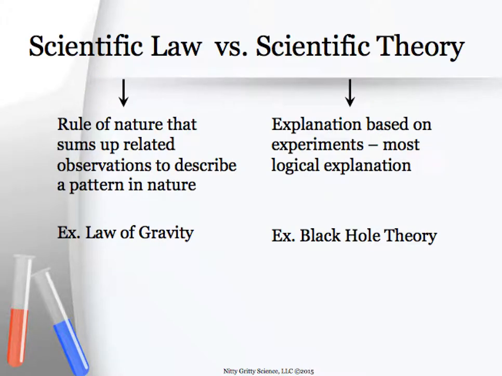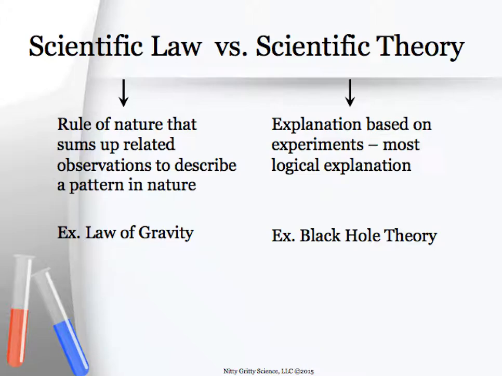And finally, we need to discuss scientific law versus scientific theory. A scientific law is a rule of nature that sums up related observations to describe a pattern in nature. This always happens. We can prove it. You can see it in nature, the law of gravity. Every time we drop something, it falls to the ground.